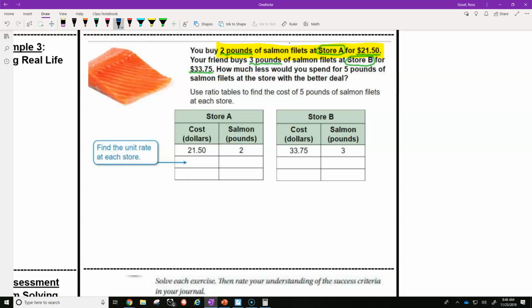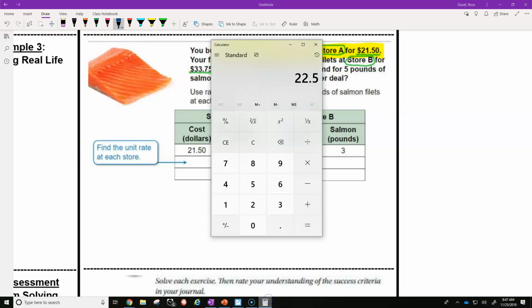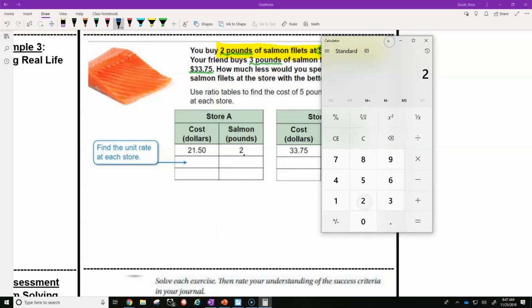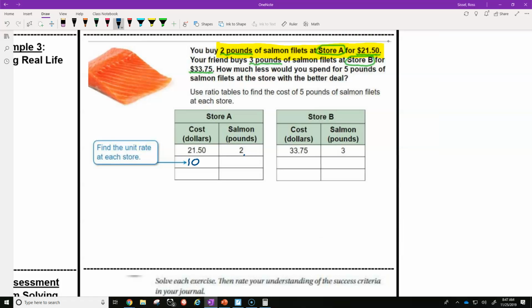2 pounds of salmon fillets at store A for $21.50. This is what you're going to write: $21.50 per 2 pounds. I could make a ratio table, or do what we just did at the board: cost per ounce. Where's my calculator? Right here. Okay, $21.50, that's my cost, divided by how many ounces I had. How much does 1 ounce of salmon cost? I would say $10.75 is what 1 ounce cost at store A.